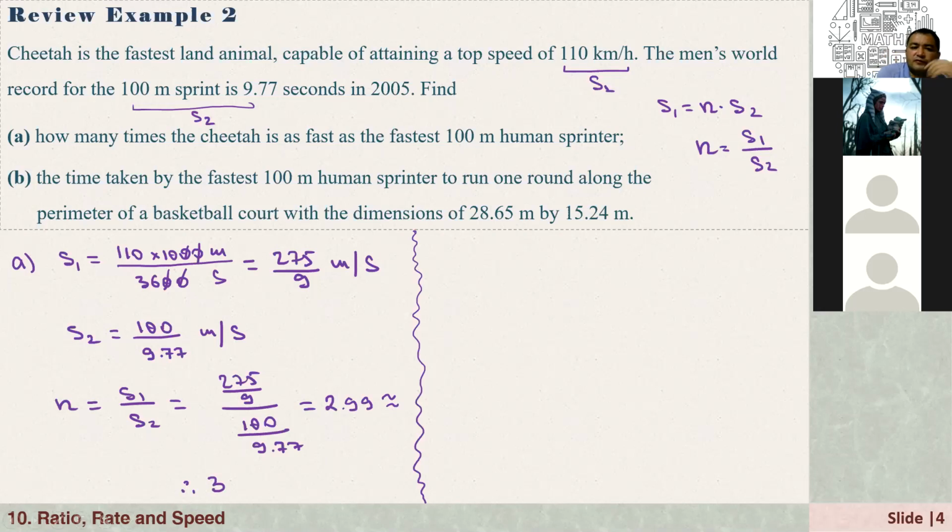Because 275 divided by 9 is approximately 30.55. That means the cheetah is running 30.55 meters every second, right? And how about this guy? If you divide this, it's about 10 meters per second, right? That means the cheetah is running 3 times as fast as the fastest guy on earth.